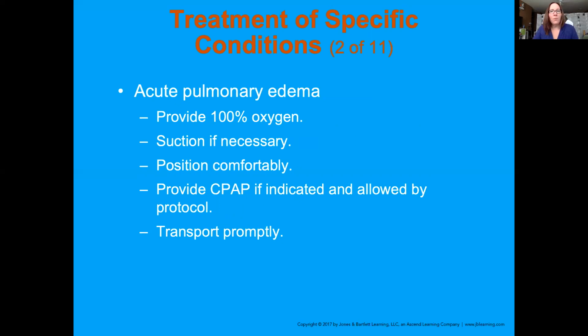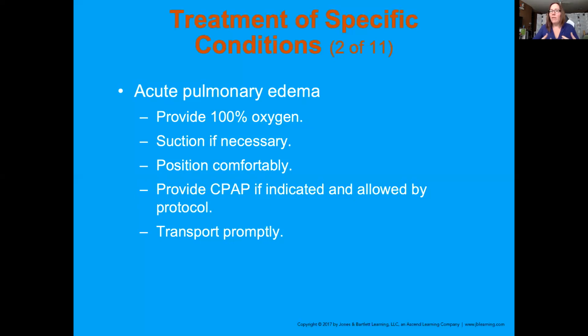Acute pulmonary edema, fluid in the lungs. CPAP's great because one of the side effects of CPAP is that it pushes the fluid out of that alveolar space by increasing the thoracic pressure. So CPAP is useful for patients with pulmonary edema, but there are some contraindications for it.